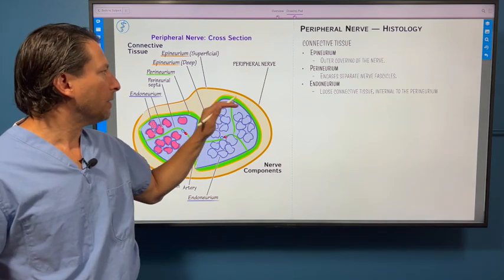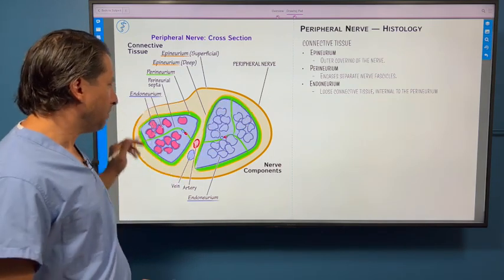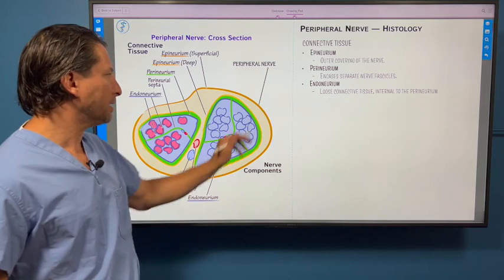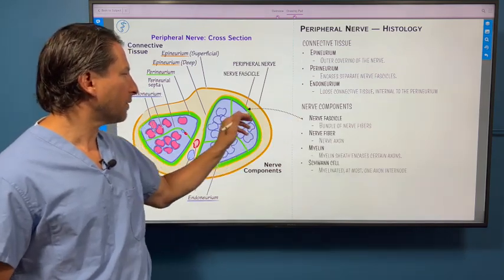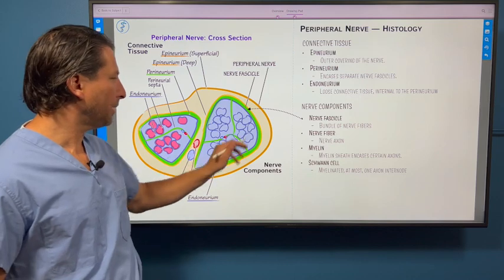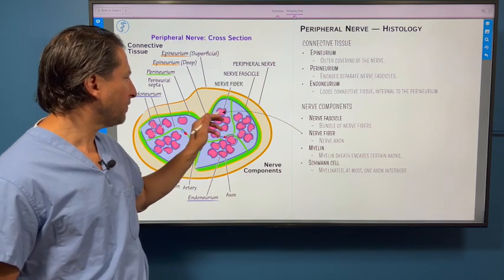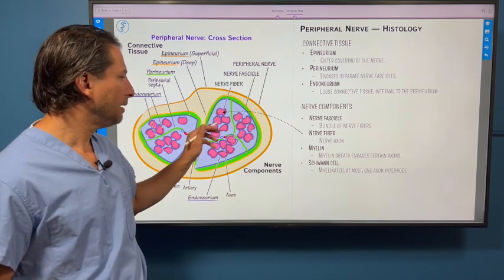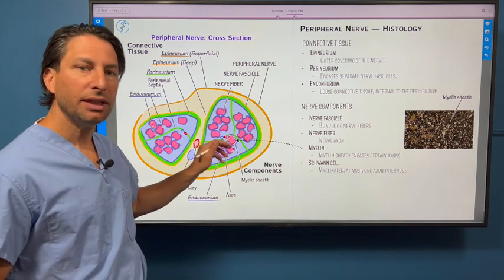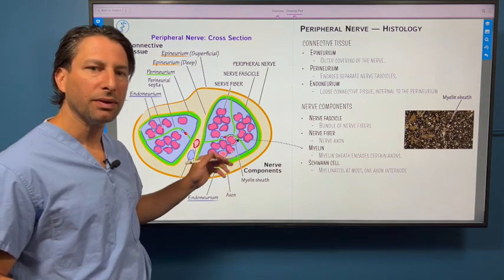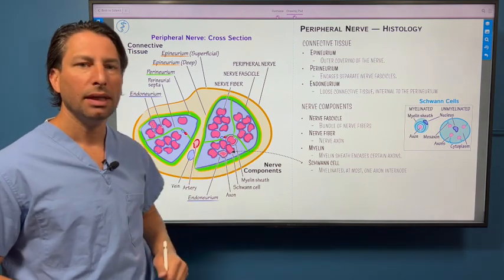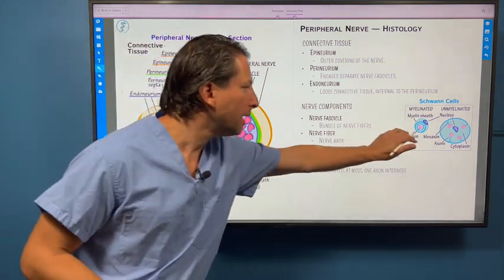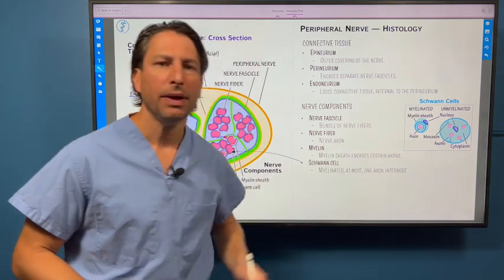Next, we're going to look at the nerve itself. This is basically what we define as a peripheral nerve in this illustration. This is a nerve fascicle surrounded by perineurium. These are nerve fibers, the axons. And then this is the myelin sheath here, which surrounds the peripheral nerve axon. And then the Schwann cell, which produces the myelin sheath, and we can see that illustrated here.